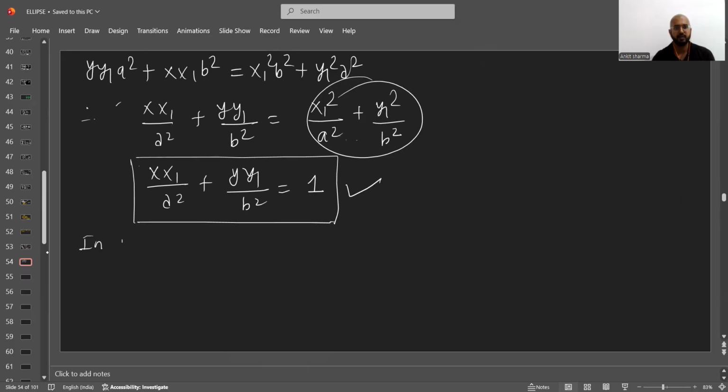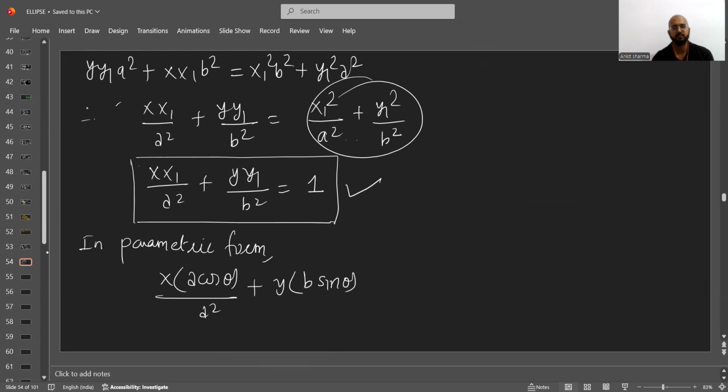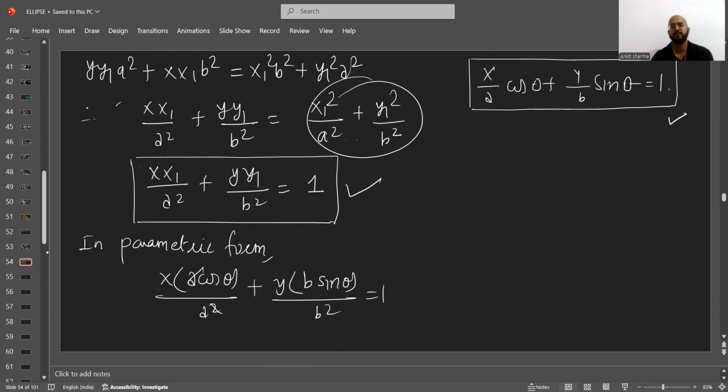Now in parametric form also we can get it. In parametric form, x1 is a cos theta, so x times a cos theta over a square, plus y times b sine theta over b square, is equal to 1. So this gives me x over a cos theta plus y over b sine theta is equal to 1. This is the equation in parametric form.